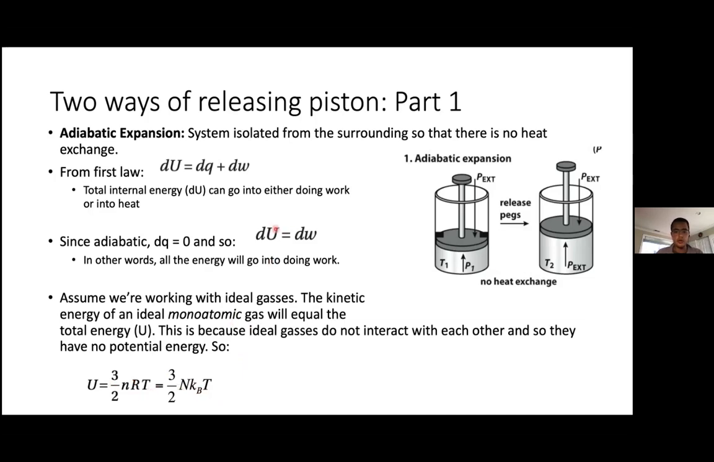And since we want to find the change in total internal energy, we can just do dU of the system equals 3/2 n times Boltzmann's constant times the change in temperature. And if we plug this into this equation, and from before we had the work is negative P external times the change in volume, we get this final equation for the case of adiabatic expansion.